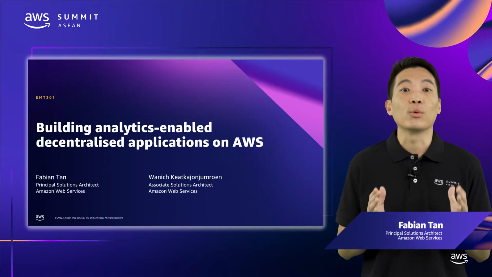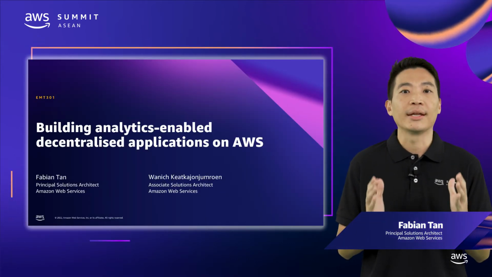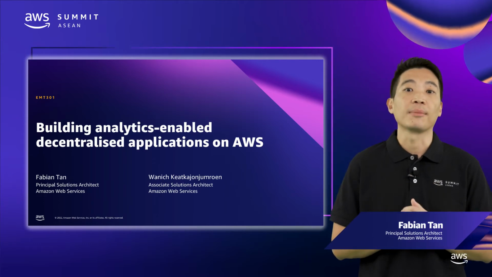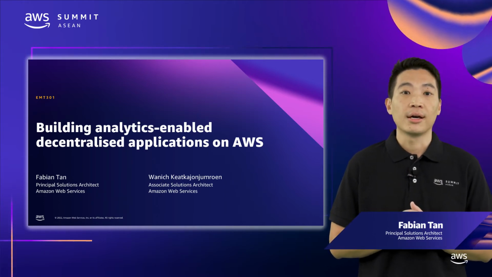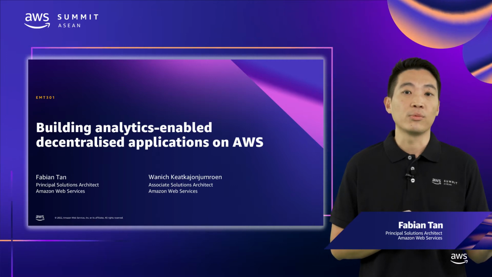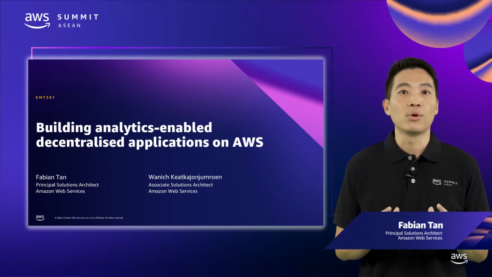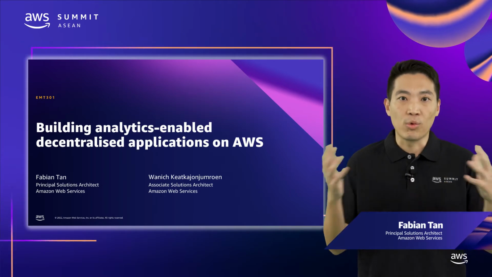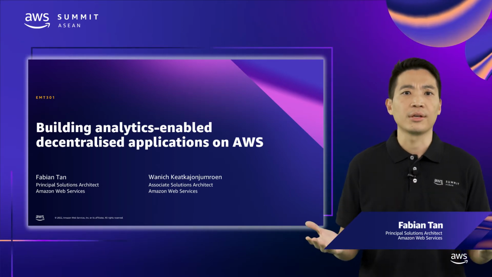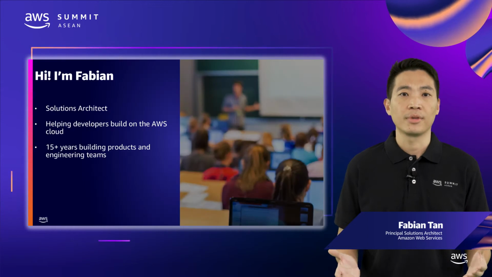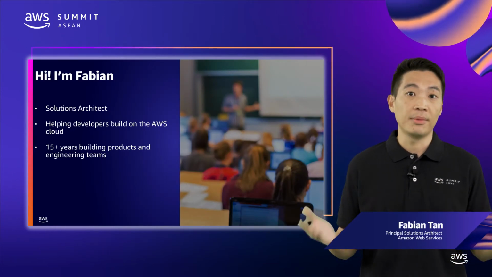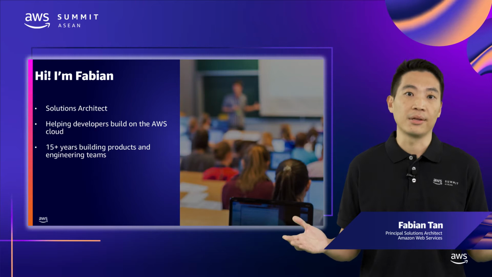In this session, we'll be covering the topic Building an Analytics-Enabled Decentralized Application on AWS. This is a level 300 session where we will go deep with certain technical concepts. There will be a demo as part of this session, and we will wrap the session up with some reference architectures for blockchain workloads.